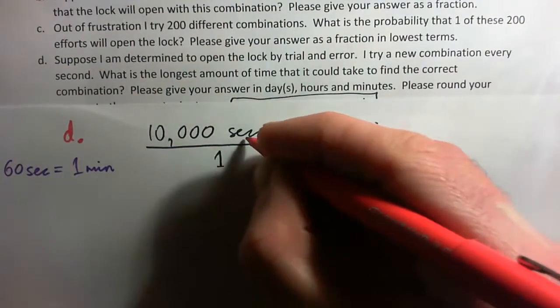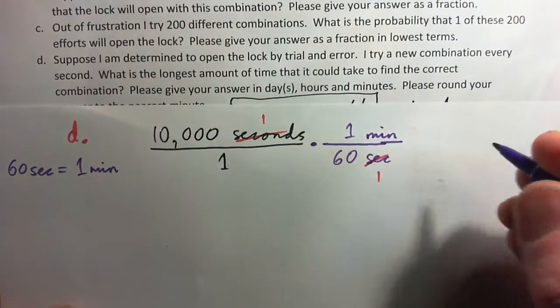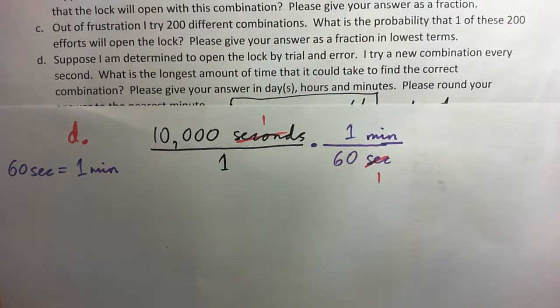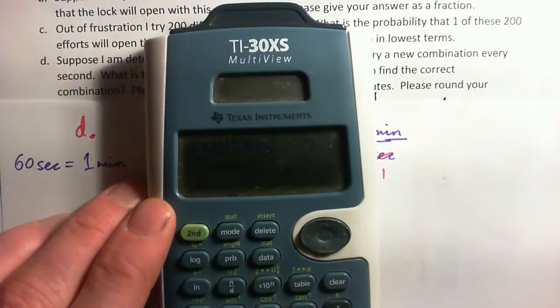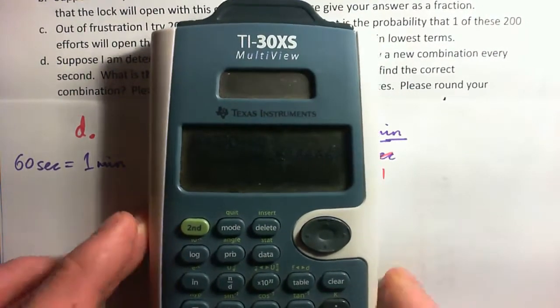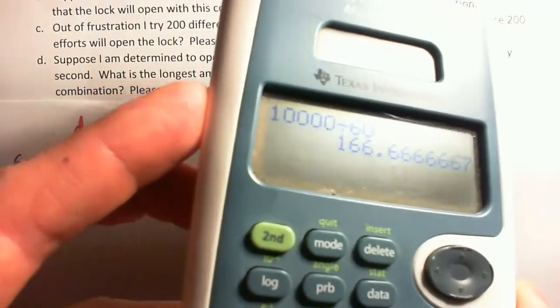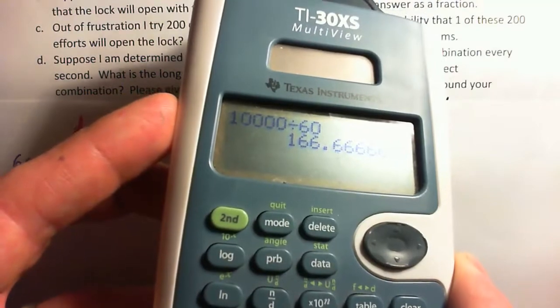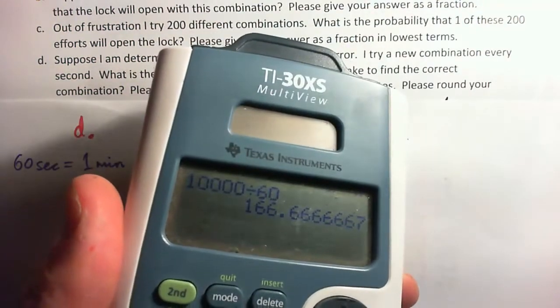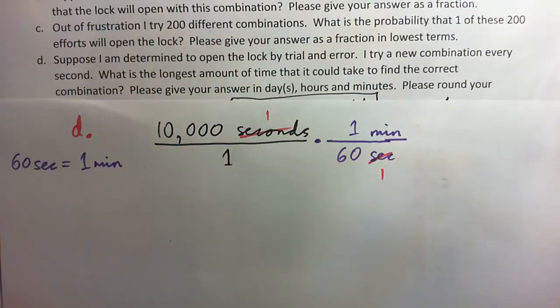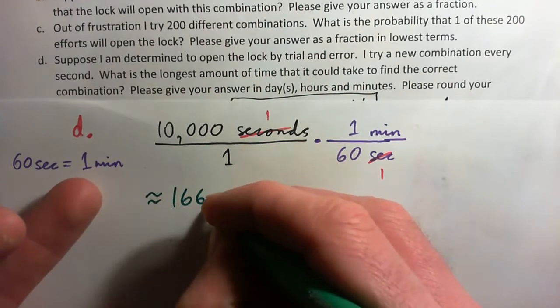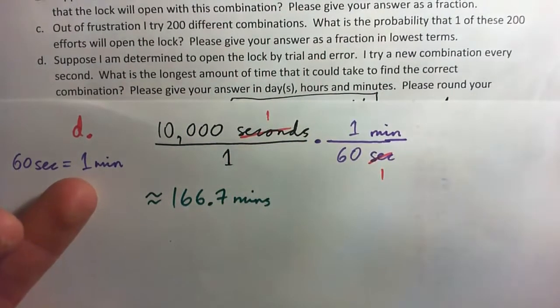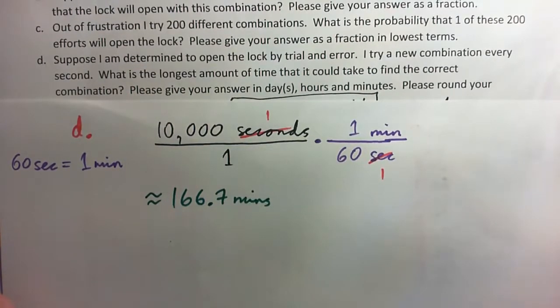And now the seconds cross cancel, okay? And this should give me the amount of minutes, right? 10,000 over 60, I'll put that in the calculator. 166.666. Oh, can you see that? 166.66. So that is the amount of minutes, about that many minutes. Where am I going to put that? I kind of want to do the whole thing all at once, so I'm going to write that here. So it's about 166.7 minutes, right?